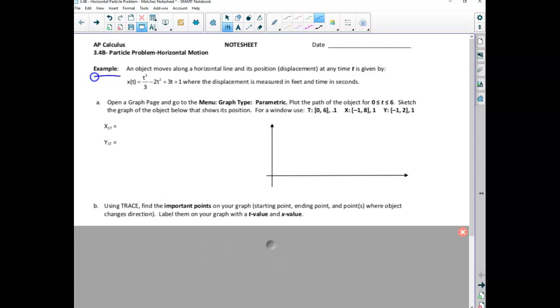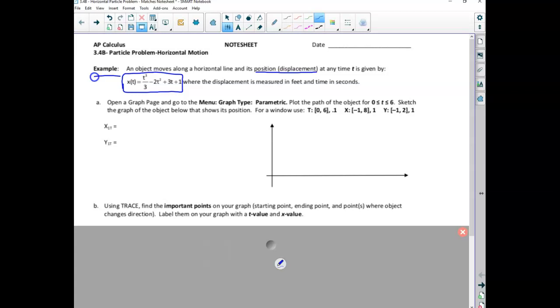An object moves along a horizontal line, and its position or its displacement at any time t is given by h of t equals 1/3 t cubed minus 2t squared plus 3t plus 1, where the displacement is measured in feet and the time is in seconds.